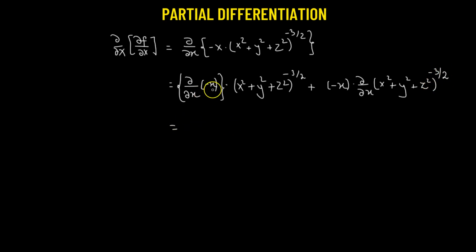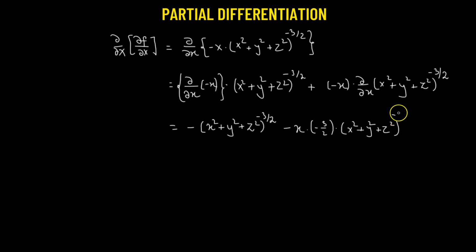So this gives us a partial of negative x with respect to x, which will be negative 1. So we have negative multiplied to x squared plus y squared plus z squared raised to the power of negative 3 over 2, minus x multiplied to, so here we'll have to use the power rule. So we'll have negative 3 over 2 multiplied to x squared plus y squared plus z squared whole raised to the power of negative 3 over 2 minus 1. And we'll also apply the chain rule to the inner expression, that's the expression within the parentheses.